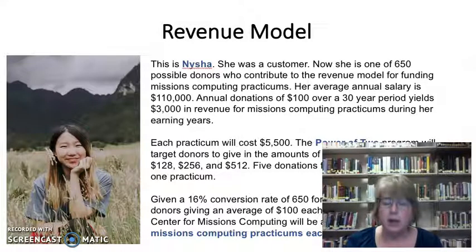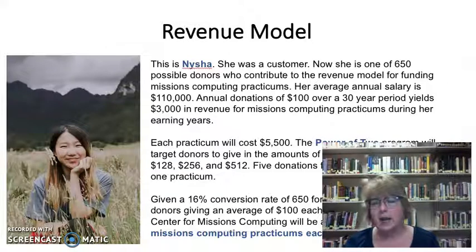And if that were the case, we would be able to fund 2 missions computing practicums each year. 16% is pretty high, but we do have some data going back to a previous program that we tried to run that said that we have a really high click-through rate because we're targeting people that we know personally, really, and who have been a part of a small group of people as they've gone through the computer science program here at Taylor University.